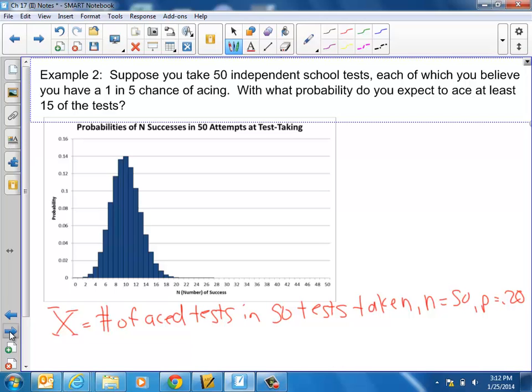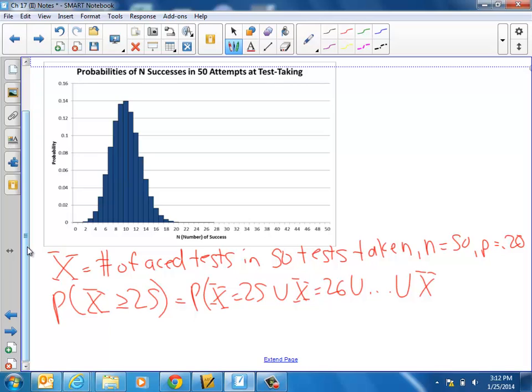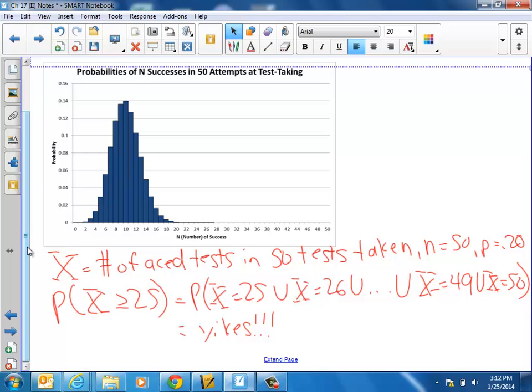Okay, anyway, we want to know, with our binomial model, everything's set up here, the probability that x, the number of tests aced, is greater than or equal to 25, which is equal to the probability that x equals 25 union with x equaling 26, unioning with, all the way up the line, x equaling 49, unioning with x equaling 50. That is a nightmare. You do not want to solve that directly. So you're talking about 26 applications of the binomial model, each of which is already involved enough to multiply out, even with calculator shortcuts. That is not how we want to go about this.